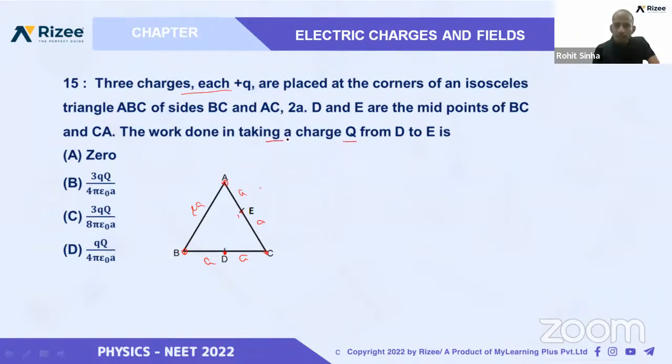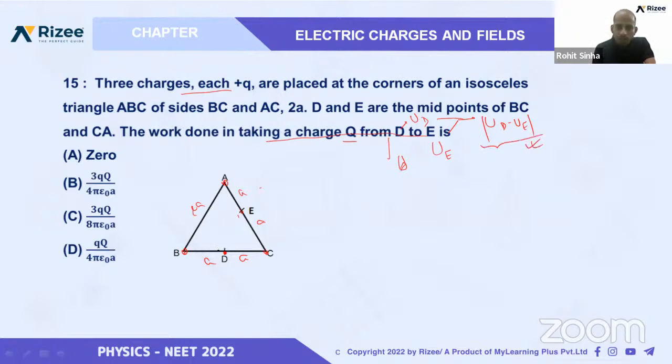So whenever it is telling that we have to find the work done, what you will do? You will find the potential energy. You will find the potential energy at the final point, and you will find the potential energy at D. And if you find this, only subtract them, find the value of this, you will get the work done, the change in energy. Or there are a few more methods, but this is the best method.